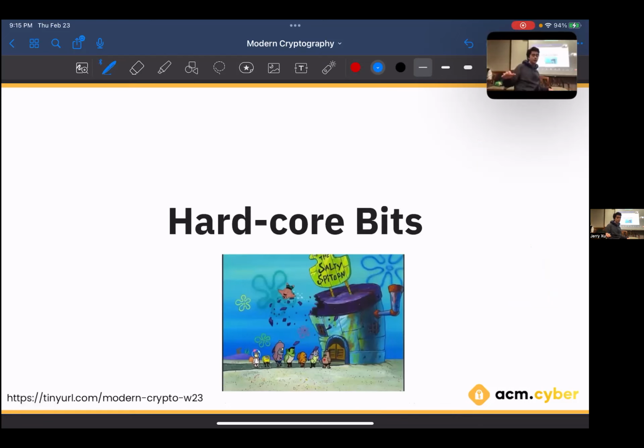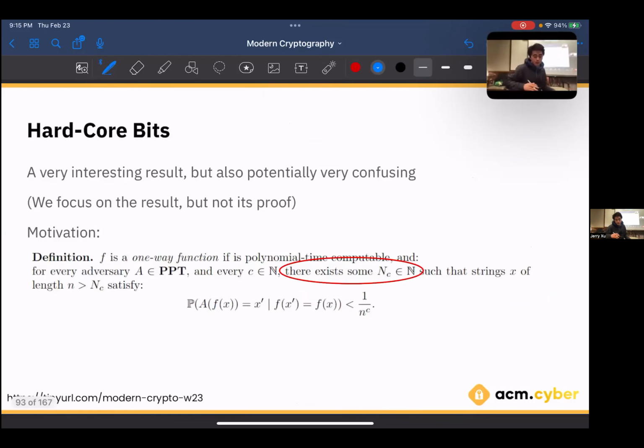All right, next topic is hardcore bits, right? So it's a very interesting result. It's potentially very confusing as well. So we're just gonna focus on the result more, not as much on the proof, because that can get very distracting if you don't really understand what's going on.